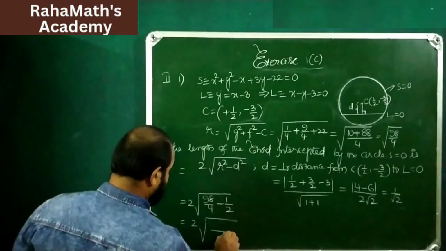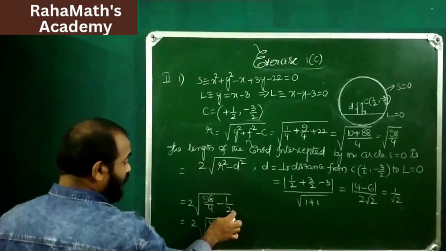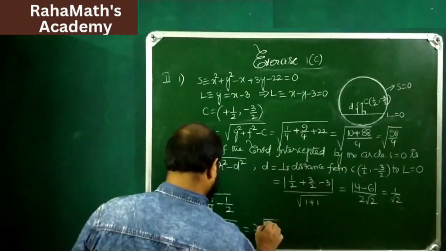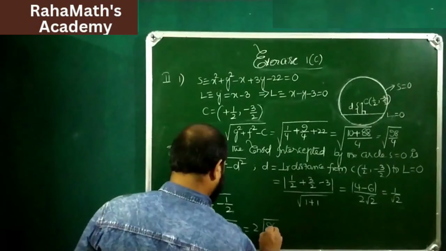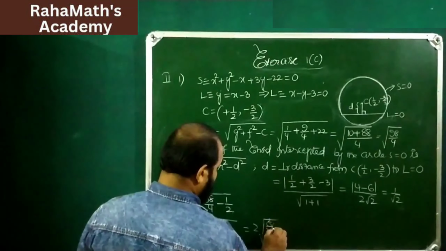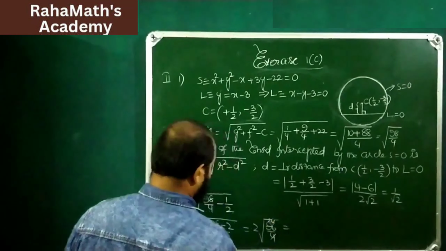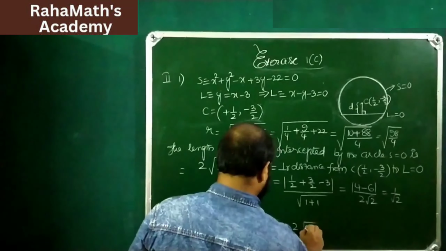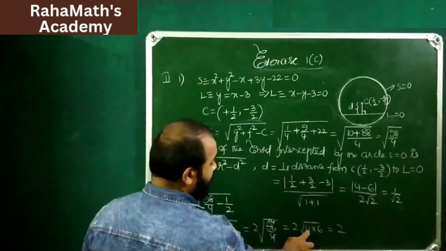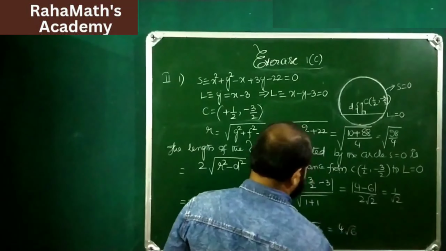LCM of 4 and 2 is 4. This is 98 minus, so 4 by 2 is 2, 2 into 1 is 2. That is equals to 2 root of 98 minus 2 is 96 by 4. So 4 2's are 4, 4 4's are 16. So 2 root 24. 2 into 4 is 6, 2 into 6 is 24. So 2 into root 4 is 2, 2 into 2 is 4. So 4 root 6.